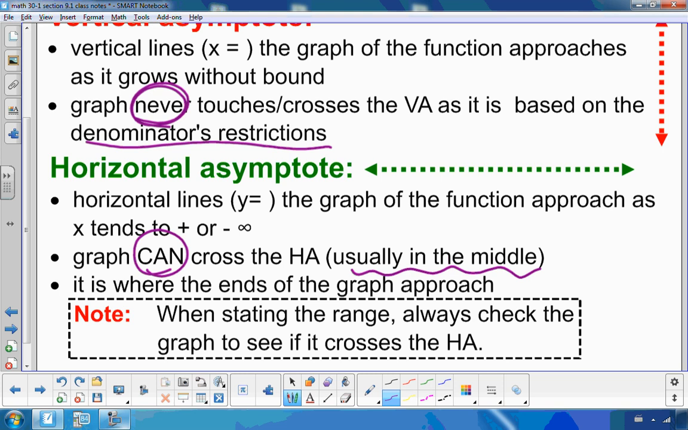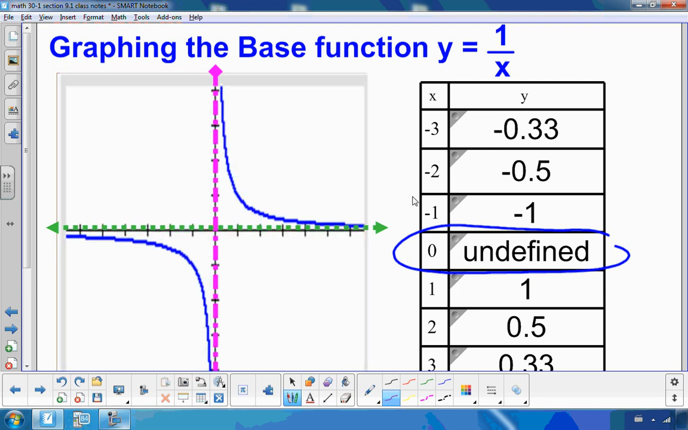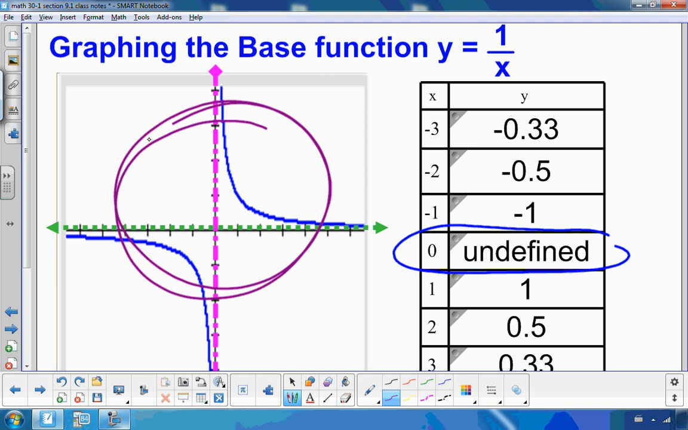So this is an important thing to note. Because I can cross a horizontal asymptote, I always want to look at my graph before I state my range. So just because you have a horizontal asymptote doesn't necessarily mean that that's what the range is. So if I go back to this graph here, I can see because it doesn't cross right in this area, I know it's never going to cross. So that's kind of what I want to look at. It's just the middle of the graph.